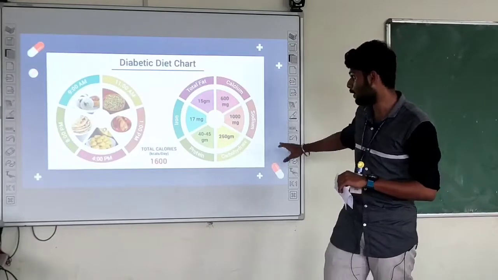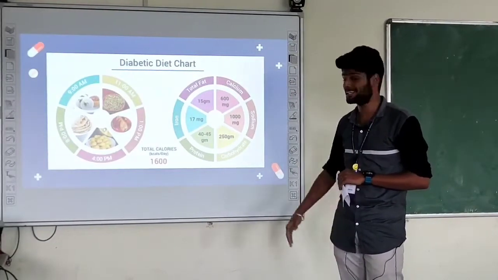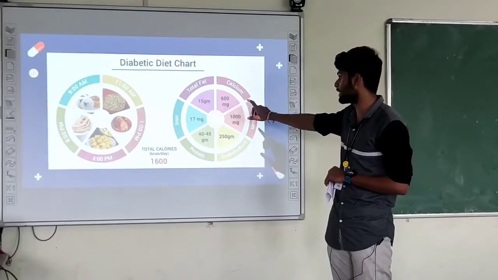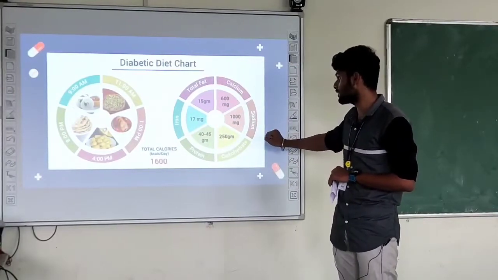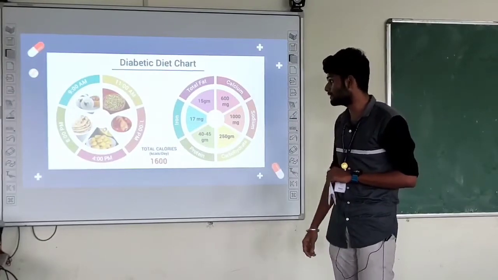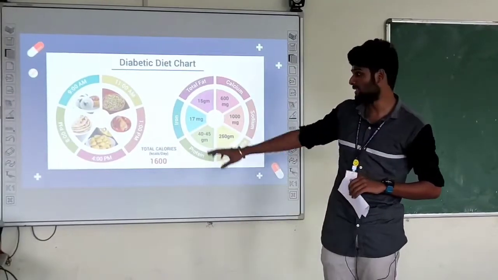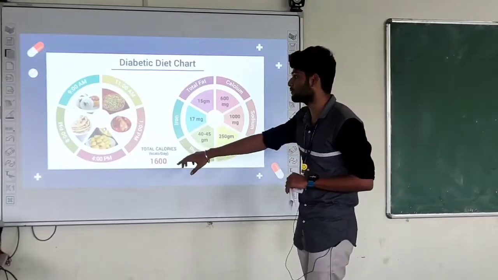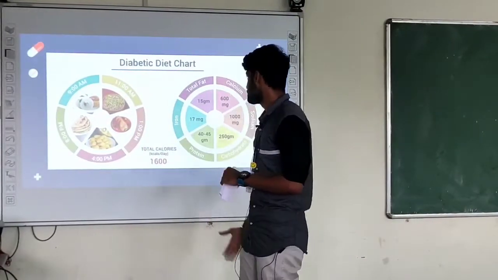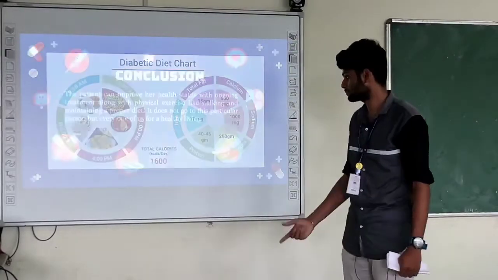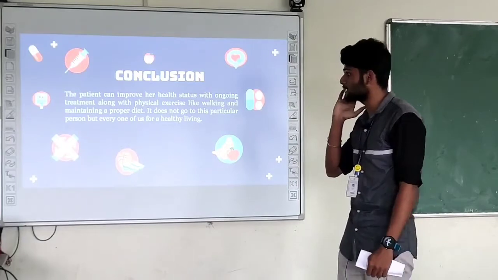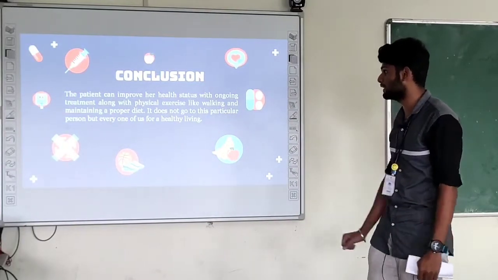So the allowed diabetic chart ratio was around 1600 calories, which has 15 grams of fat, 600 mg of calcium, 1000 mg of sodium, 250 grams of carbohydrate, 40 to 50 grams of protein, and 17 milligrams of iron here. And it shows the timeline of the scheduled diet chart for diabetic patients. So to conclude, the patient can improve her health status with ongoing treatments along with physical exercise like walking and maintaining a proper diet here.